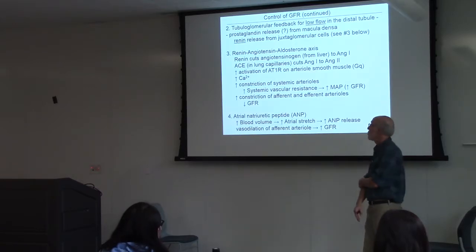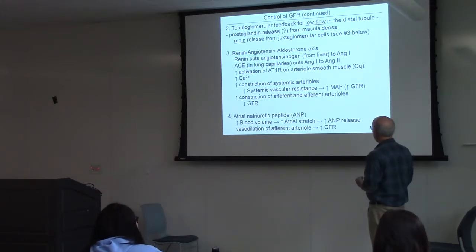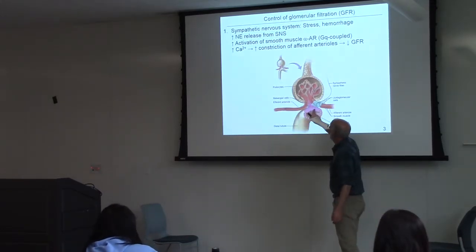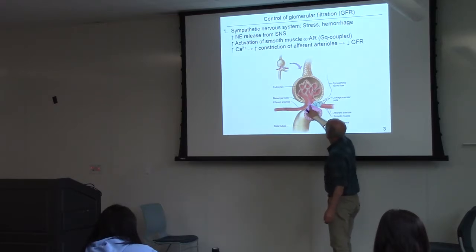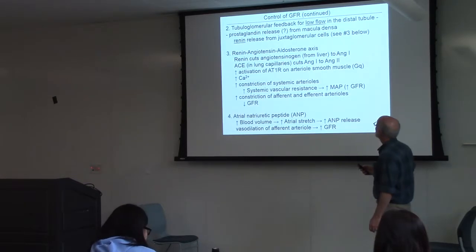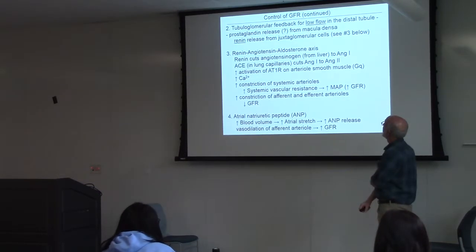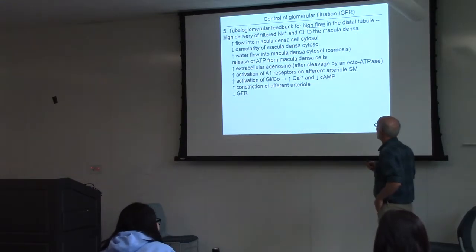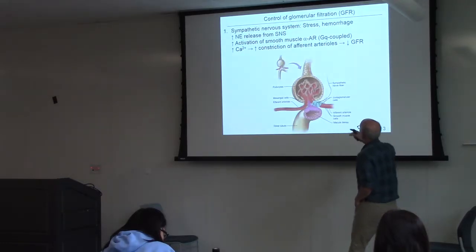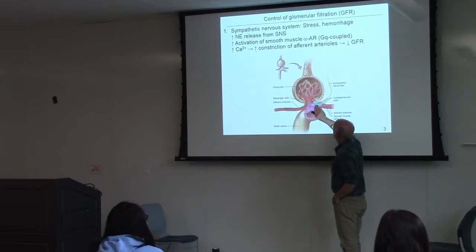So the macula densa, remember we've got this structure, the macula densa here, and the juxtaglomerular cells. The macula densa can detect flow. And if it detects low flow, it triggers the release of a hormone called renin from the juxtaglomerular cells into the bloodstream.